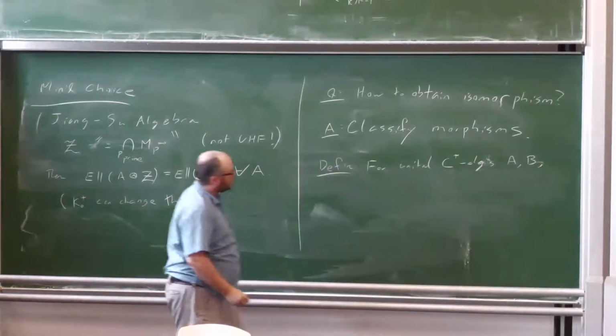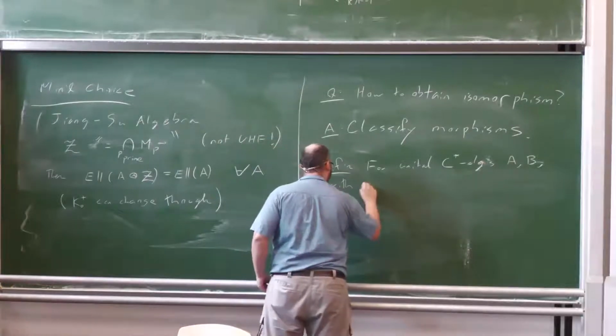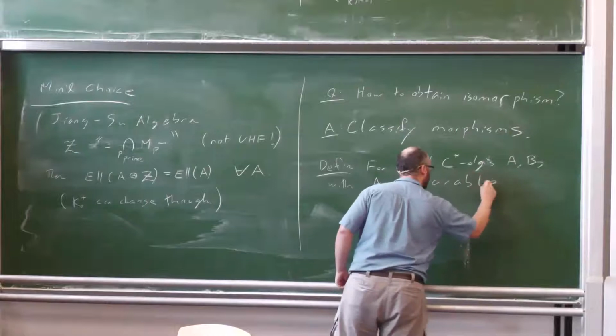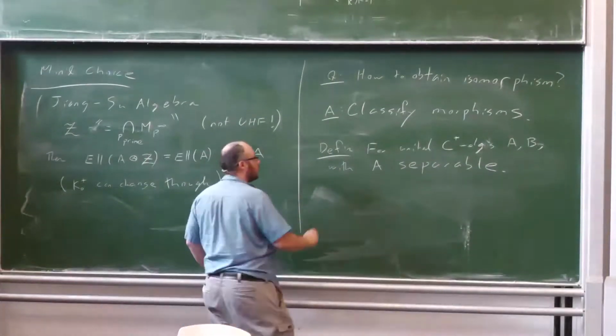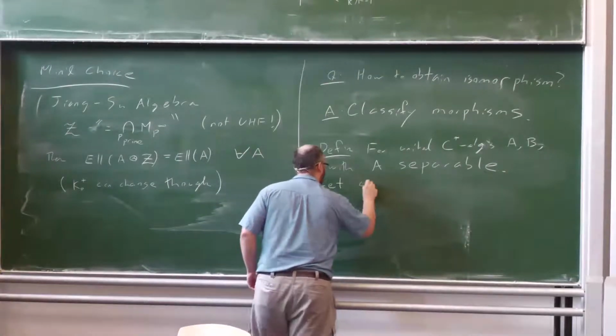I'll explain what I mean by that, but first, if you take two unital C-star algebras, let's say A is separable, and let phi and psi from A to B be morphisms.